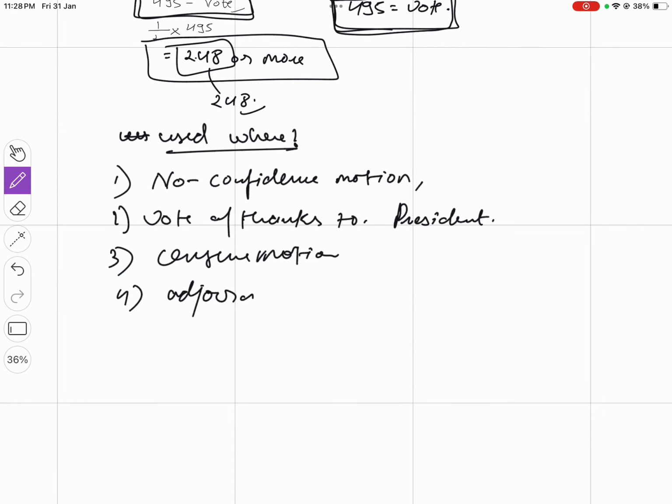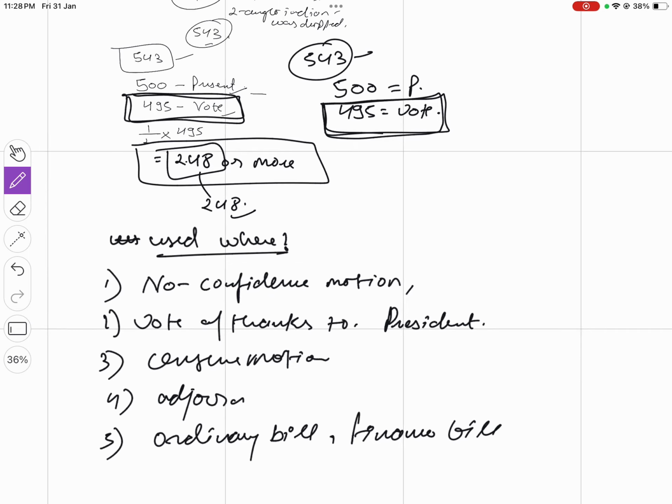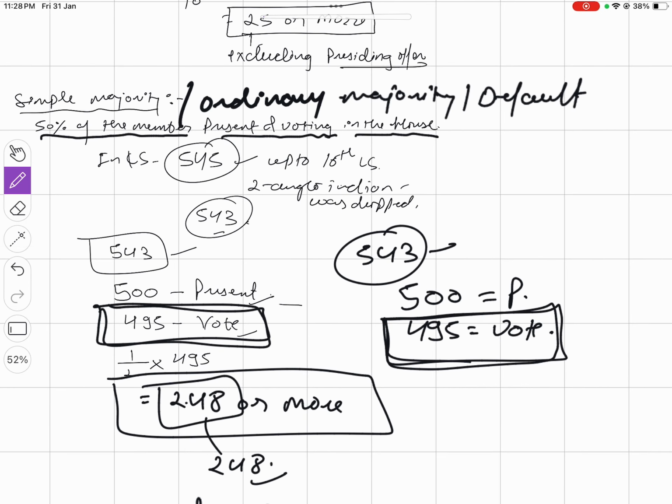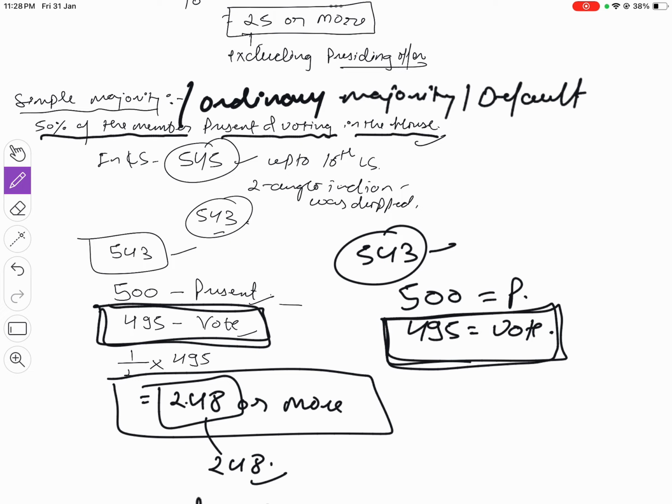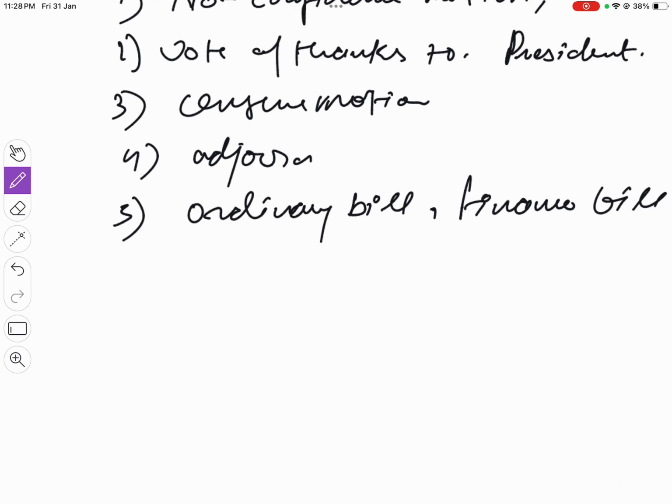There are also some things like an ordinary bill and a finance bill. Here you need simple majority, and simple majority is 50% of members present and voting in the house. Now we will see one more thing for simple majority. Whenever the Constitution does not specify the type of majority needed for transacting business in Parliament, it is presumed to be a simple majority. That's why we call it default majority.